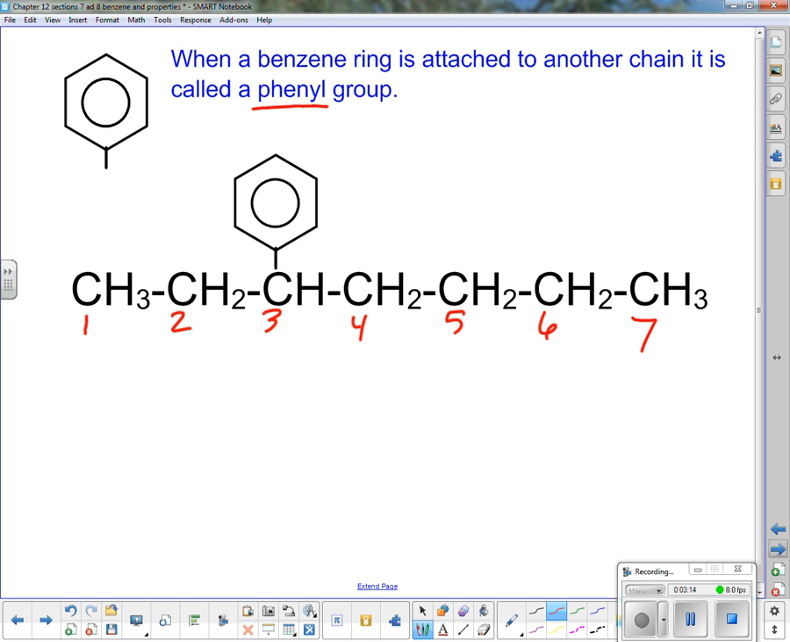We would say 3-phenylheptane. And we would be done. So same kind of naming that we've done in the past. Again, double bonds would win if I had any in that long chain for deciding which direction to number.